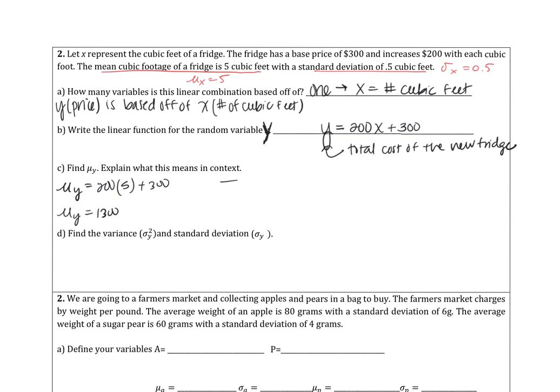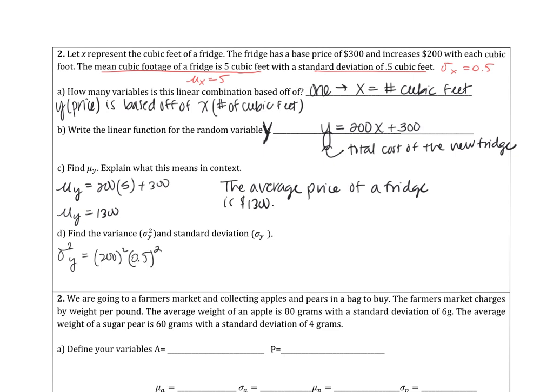In context, this means the average price or the expected value of a fridge is $1,300 if we look at many different fridges. Find the variance and the standard deviation. All right, sigma squared sub Y is equal to the leading coefficient, which is 200, squared, times the standard deviation associated with that variable. This is variable X. The standard deviation is 0.5, so it's 0.5 squared.